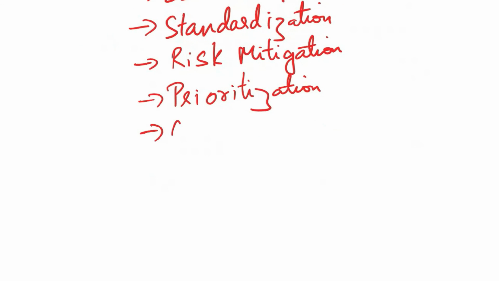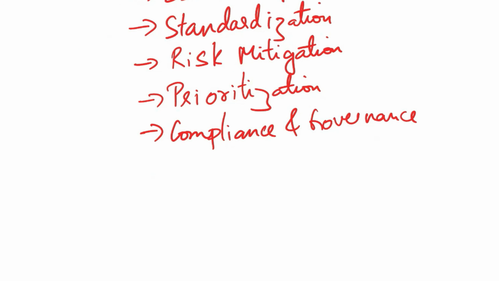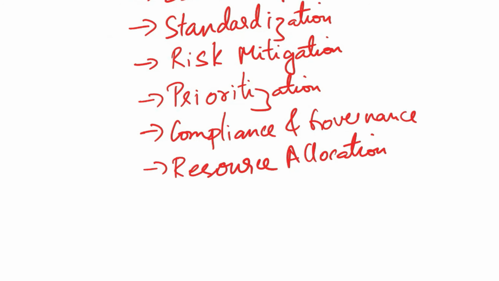Next, compliance and governance. It helps the organizations comply with industry standards, regulatory requirements, and best practices related to security and vulnerability management. This is essential for maintaining a strong security posture and avoiding non compliance penalties. Next, resource allocation. The policy helps allocate resources efficiently by ensuring that the most significant vulnerabilities are addressed promptly. It aids in decision making regarding budget allocation and staff assignments for remediation efforts.